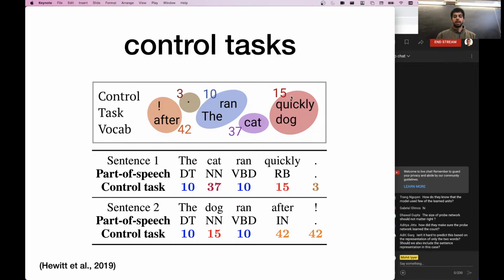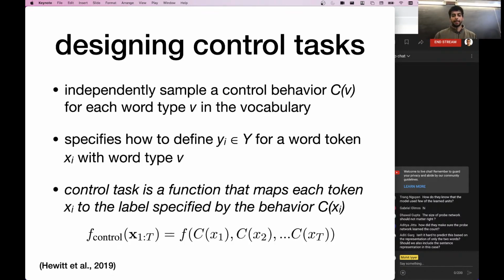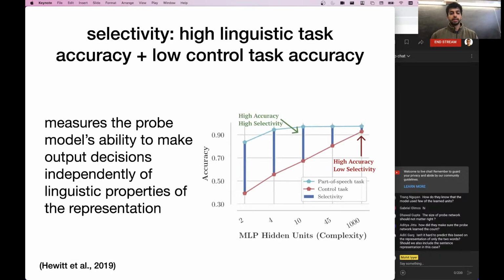So the idea here is that the control task is completely arbitrary. The information that quickly and dog belong to cluster 15 is not something that you want the model to encode in the representations. It's also not something you want your probe to be able to detect. If the probe classifier can detect that quickly and dog are in the same cluster, that's a sign that your probe network is probably too complex, because this is a random mapping that you do not want to be detected. That is basically the point of the control task: it should be some sort of arbitrary behavior that does not correlate with the property that you actually want.